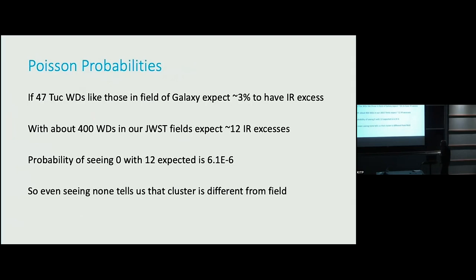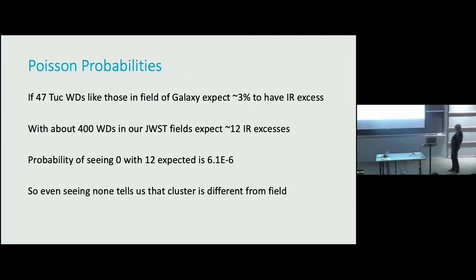Okay, just a little bit about a probability of seeing something. If the 47 Tuc white dwarfs are like those in the field, 3% will have infrared excesses. We have about 400 white dwarfs, as you'll see, in the fields that we're looking at, so we expect a dozen infrared excesses. And if we see 0 with that number expected, the probability of that is really very small. So even if we see nothing, we know that the globular clusters are different than the field.